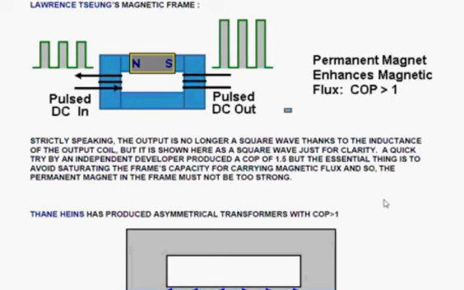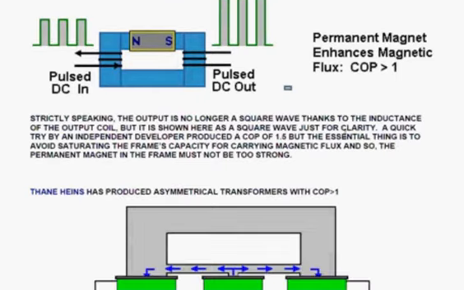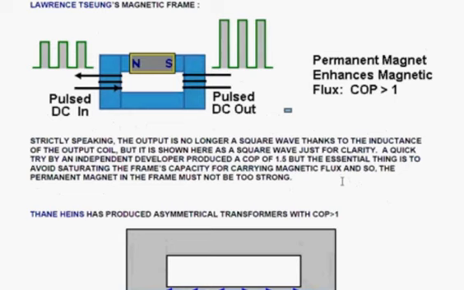coming out. Technically speaking, what's coming out is really very close to being a sine wave rather than a square wave. But forgive me for showing it as a square wave, because it's easier for people to understand that way. But this is interesting. What you need to be careful of avoiding is making the magnet too strong. If the magnet's too strong, then the frame gets saturated and your pulsing DC has nowhere to go. You can't oversaturate a saturated frame.